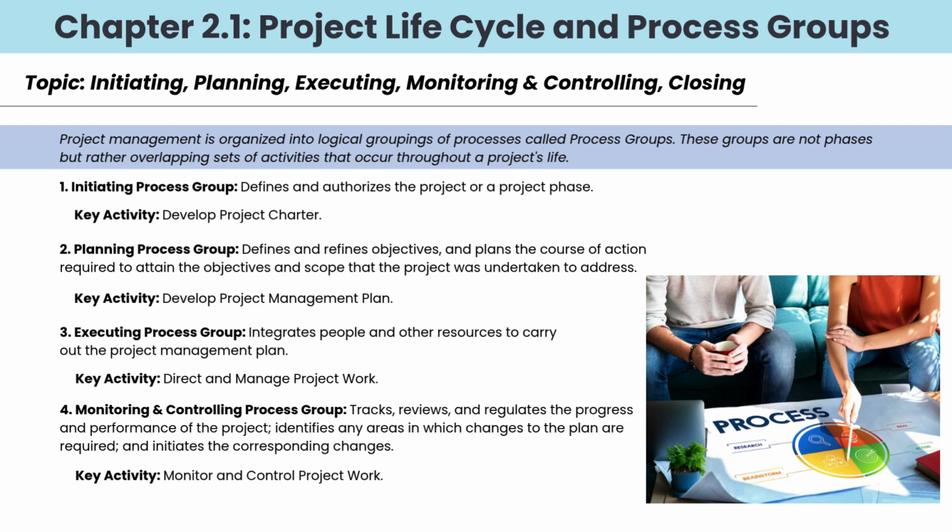1. Initiating Process Group. This defines and authorizes the project or a phase of the project. The key activity here is to develop the project charter, which formally starts the project. 2. Planning Process Group. This group defines objectives, refines them, and plans how to achieve them. The key activity is to develop the project management plan, outlining how the project will be done.